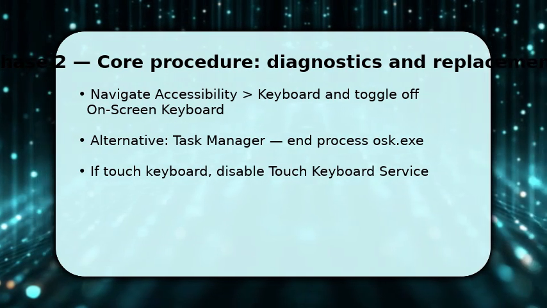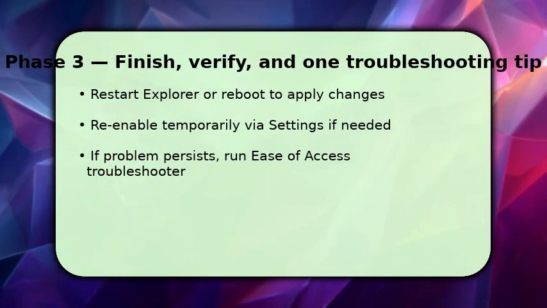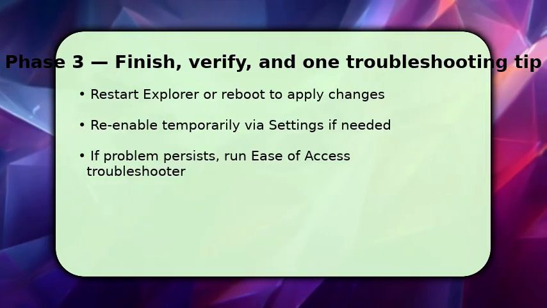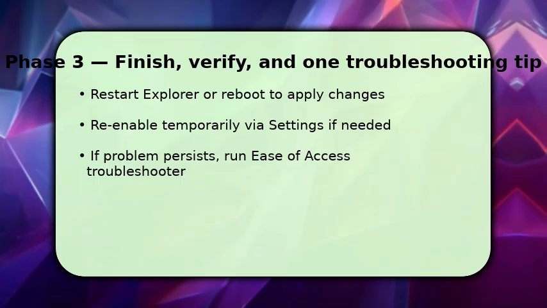Now finish by restarting Windows Explorer or simply rebooting. Once done, confirm the on-screen keyboard no longer appears. If you need it again, return to settings and toggle it back on. This reversible step avoids deeper changes.